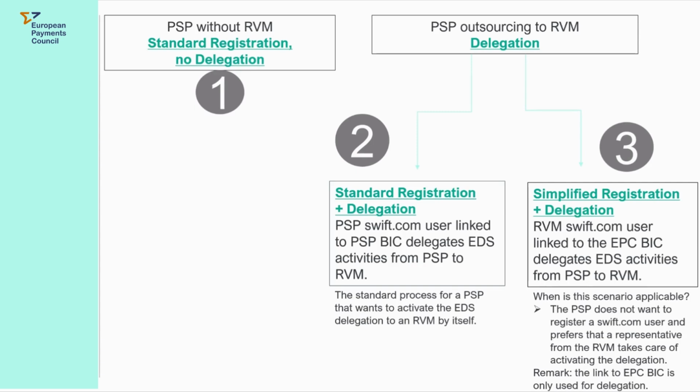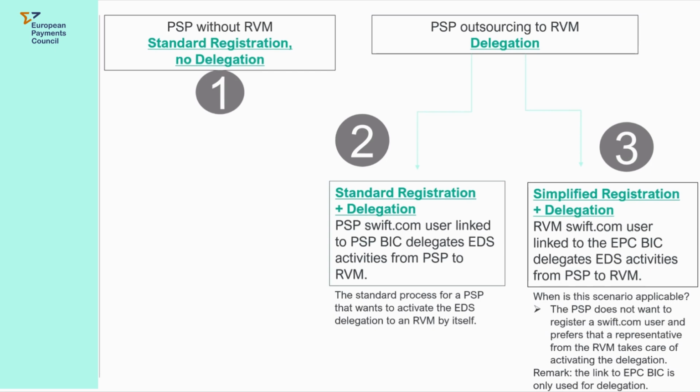The first one is what we call the standard registration with delegation. In that scenario, the first few steps will need to be performed by the PSP in order to activate the registration. So in that case, the PSP will need, again, its own Swift.com user linked to its own PSP institution BIC, and through the GUI, that user will delegate EDS activities from the PSP to the RVM institution.